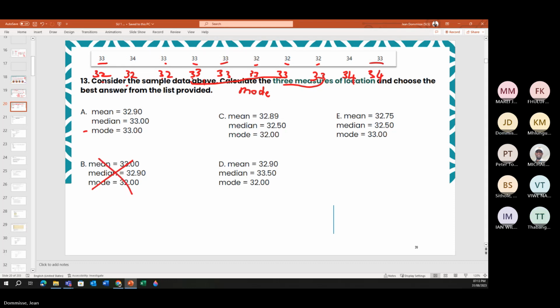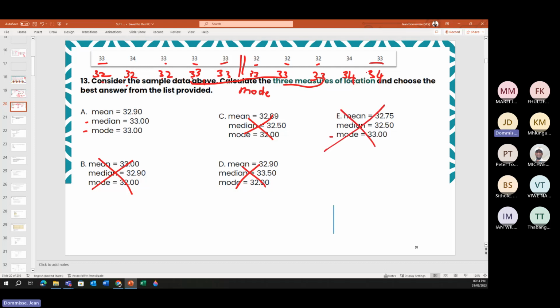No. No. Mode. No. Can be a possibility. Then if we look at where the middle is, so here's 10 numbers, 1, 2, 3, 4, 5, 6, 7, 8, 9, 10. The median is in the middle of the two. So your median is between 33 and 33. So your median is also 33.